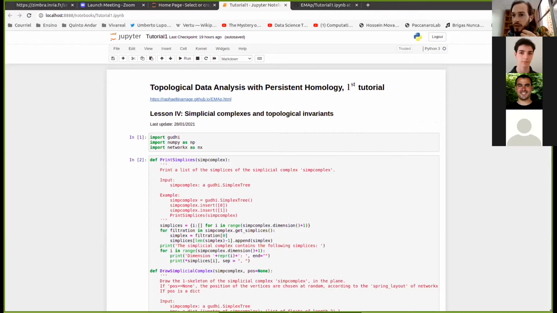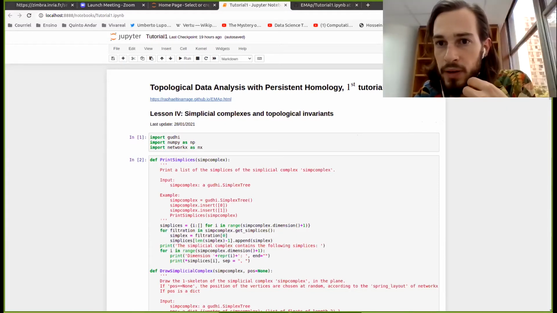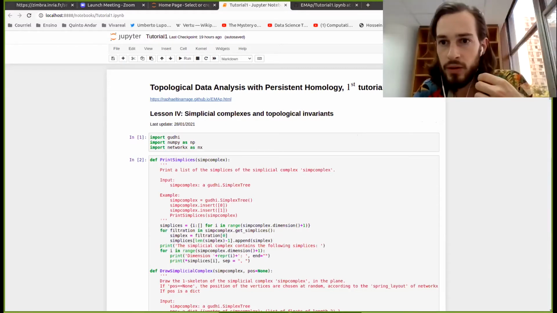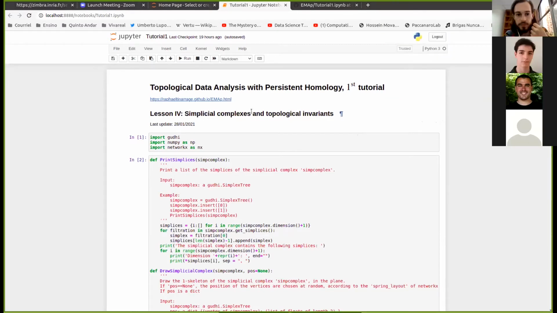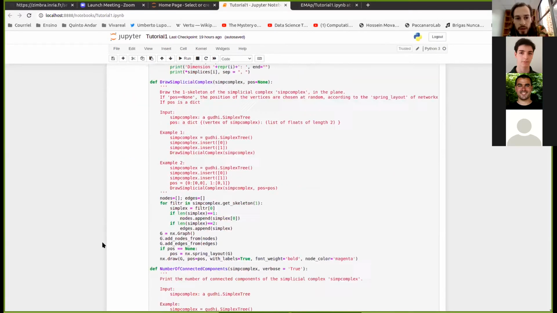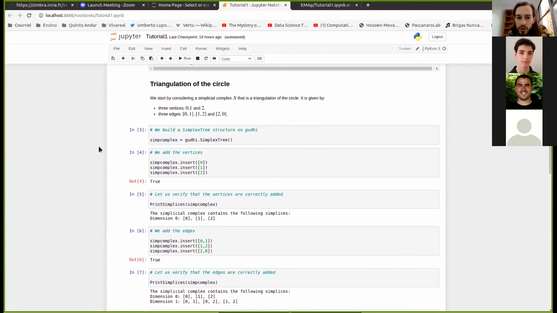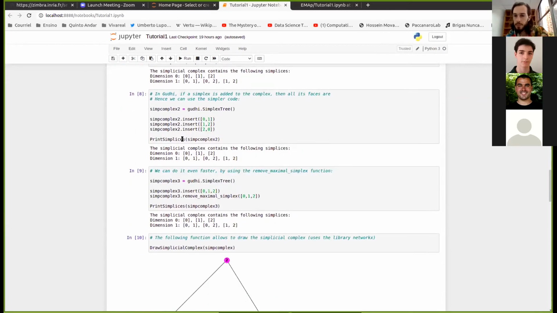Okay, you should be able to see my notebook on my screen. So I will start by introducing the very basics of this notebook. And then I will let you some time to code on your own, and we will correct together.